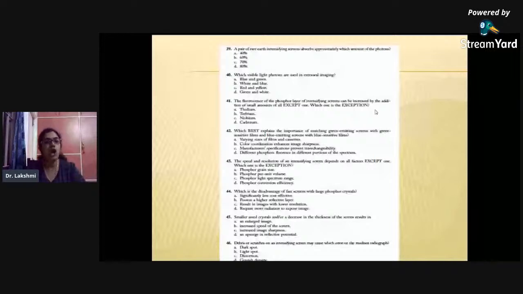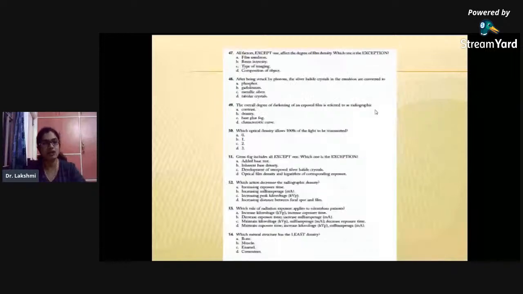47. All factors except one affect the degree of film density. Which one is the exception? Over here, it is C. Type of imaging. So film emulsion, beam intensity, composition of object, they do affect the density of the film, but type of imaging is irrespective. So 47, answer is C. So 48, after being struck by photons, the silver halide crystals in the emulsion are converted to. Answer is C. That is metallic silver. That is Ag.